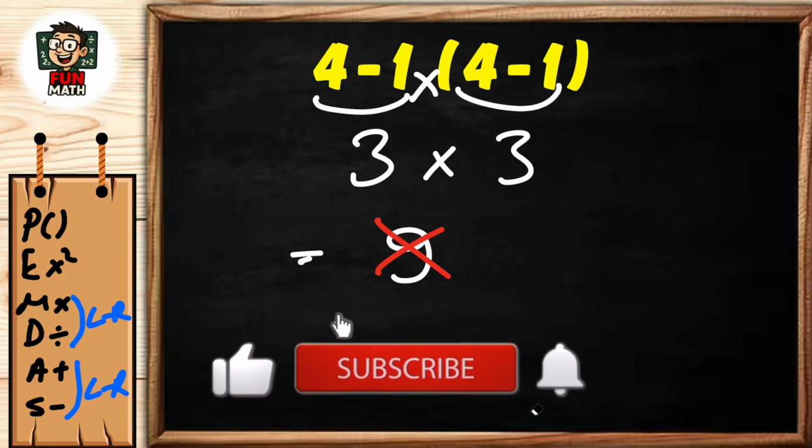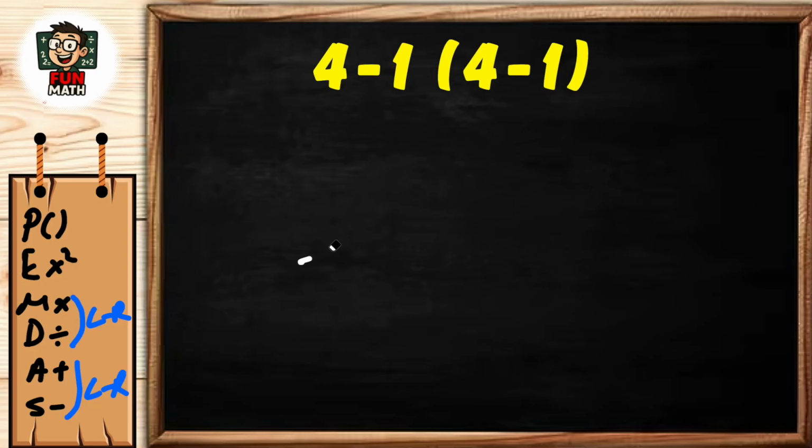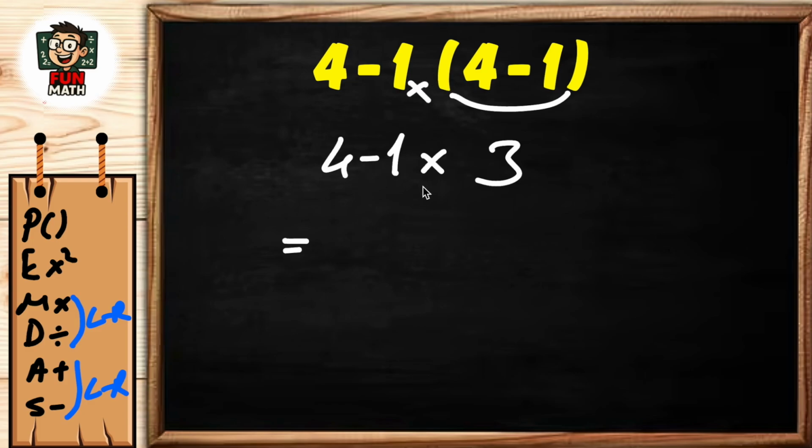Let's apply these rules to our question. First, parentheses: 4 minus 1 equals 3. Hidden multiplication, 4 subtract 1. Now multiplication, 1 times 3 equals 3. Finally, subtract, 4 minus 3 equals 1. We solved the question in detail.